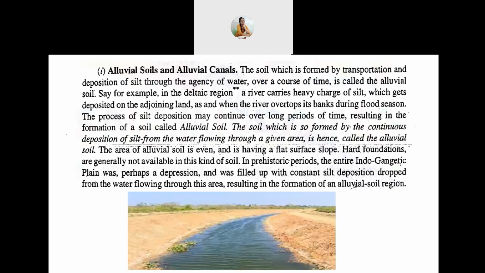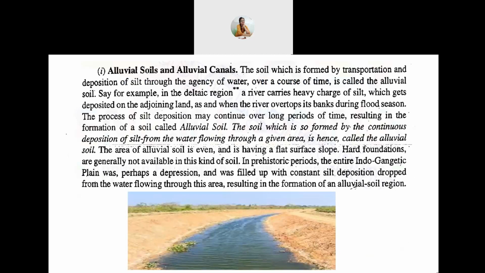Example, in the deltic region, a river carries heavy charge of silt, which gets deposited on the adjoining land as and when the river overtops its banks during flood season. The process of silt deposition may continue over long periods of time, resulting in the formation of a soil called alluvial soil. The soil which is so formed by the continuous deposition of silt from the water flowing through a given area is hence called the alluvial soil.